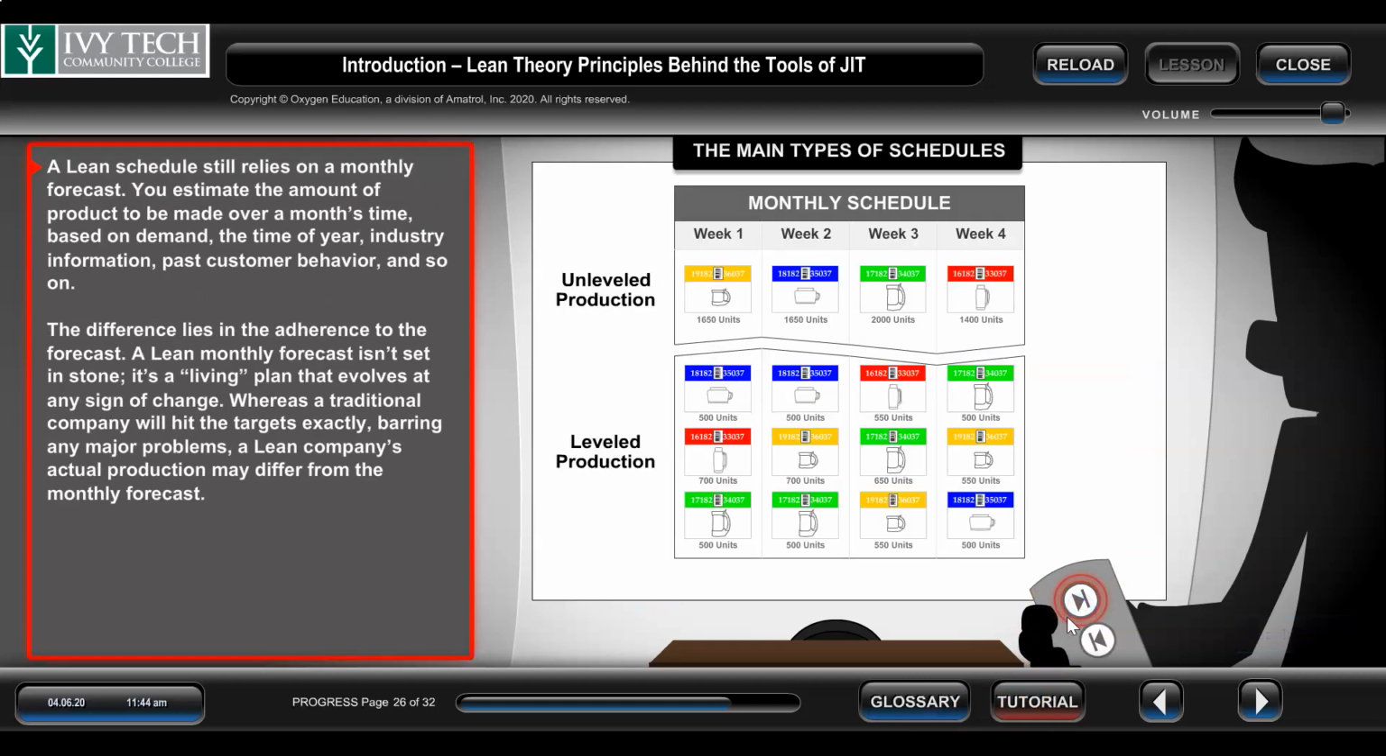A lean schedule still relies on a monthly forecast. You estimate the amount of product to be made over a month's time based on demand, the time of year, industry information, past customer behavior, and so on. The difference lies in the adherence to the forecast. A lean monthly forecast isn't set in stone. It's a living plan that evolves at any sign of change. Whereas a traditional company will hit the targets exactly, barring any major problems, a lean company's actual production may differ from the monthly forecast.